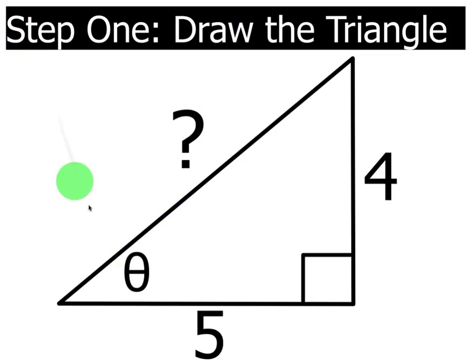So this is what my triangle looks like. Again, yours might look different, but for step 1, you want to draw the triangle. Your opposite side is 4 and your adjacent side is 5 from theta. And we can see now that we don't know what the hypotenuse is, so we're probably going to have to solve for that, especially considering cosine involves the hypotenuse.